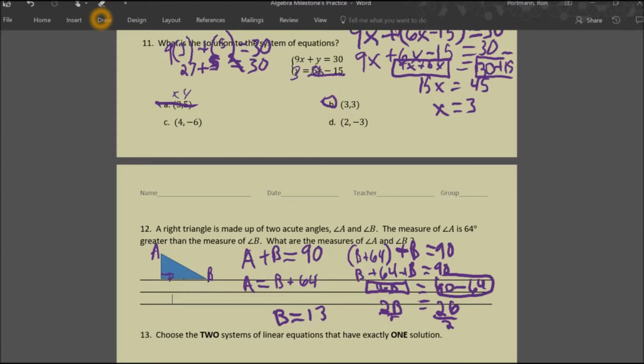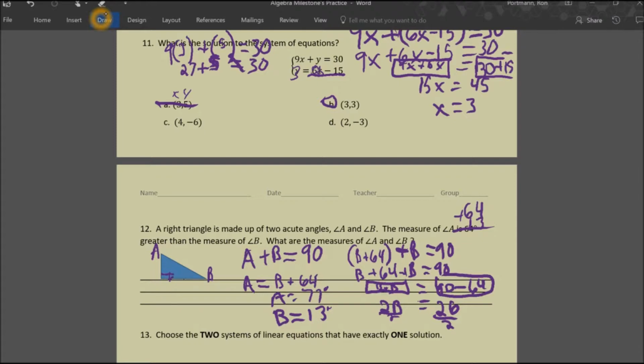Well, if a is 64 more than that, you'd say 64 plus 13. What does that give you? 64 plus 13 is going to give us 77. So that must mean a is 77 degrees. And now check it to see if it works. 77 plus 13, does that add together to give you 90? Wait, 6, 7, 8, 9, 10, 0.